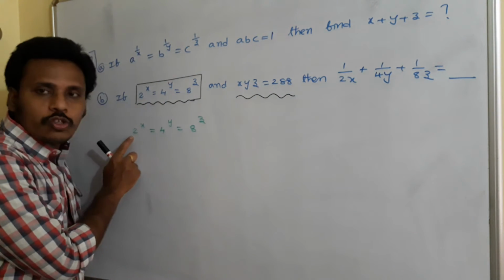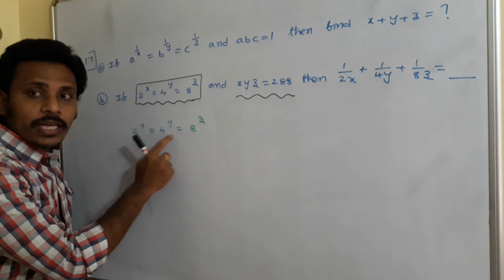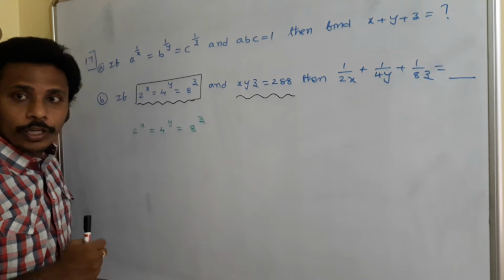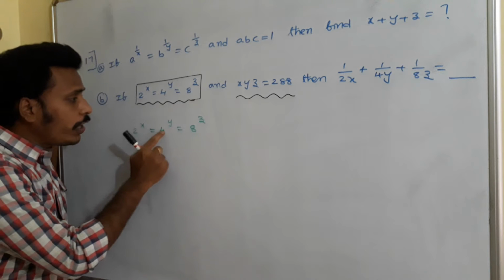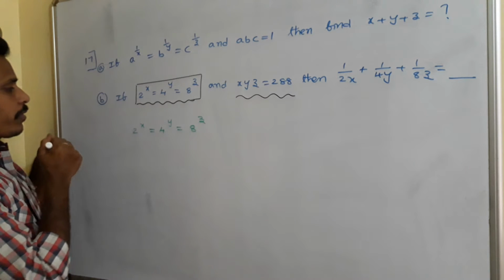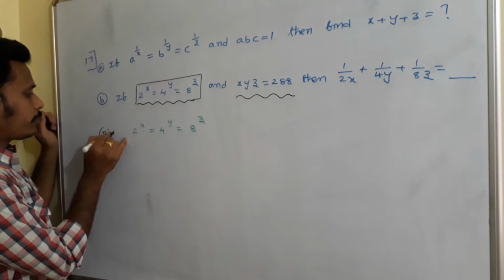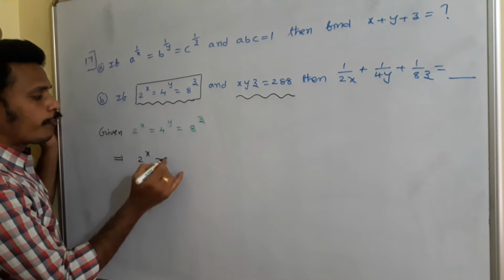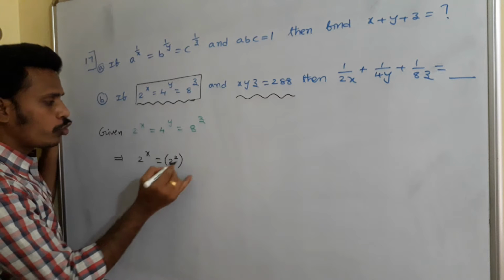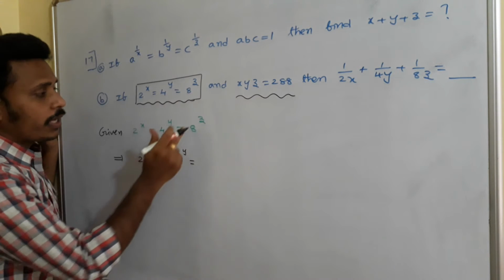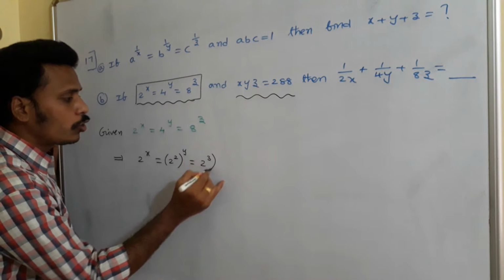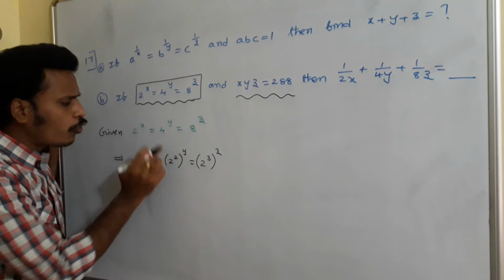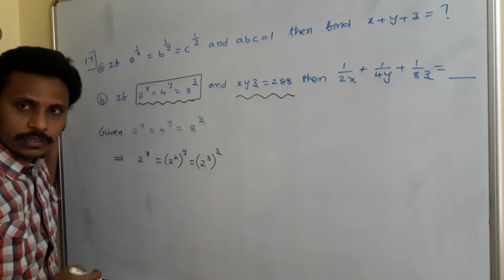See, here the base is 2, here the base is 4, here the base is 8. You need to convert everything to base 2. Okay? Given is this part, and what I do is, this is 2 power x, and 4 is 2 square to the power y, 8 is 2 cube to the power z. I am just rewriting 4 as 2 square and 8 as 2 power 3.